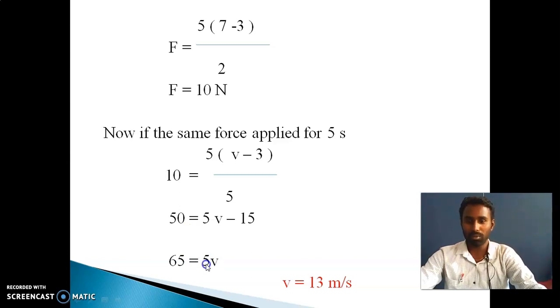So V equal to this 5 will go that side. 65 divided by 5. So 1 5s are 5, 13 5s are 65. So here I denote as, your final velocity should be found, V is equal to 13 meter per second. Okay.